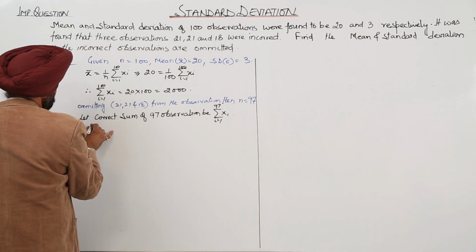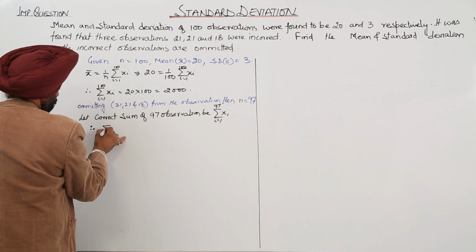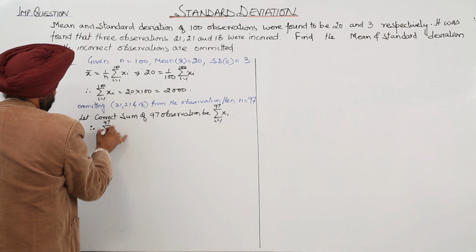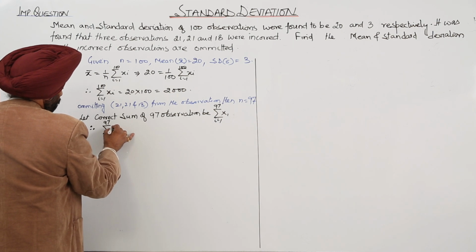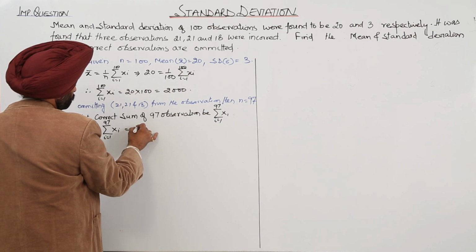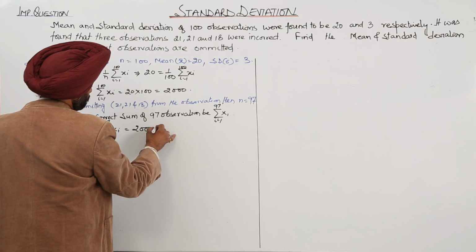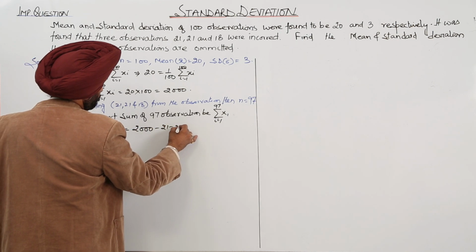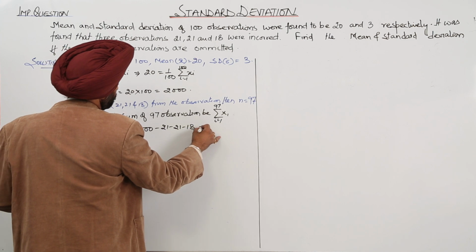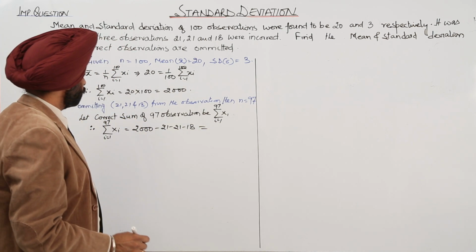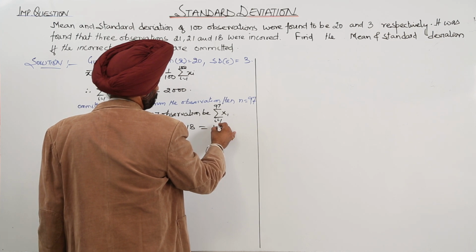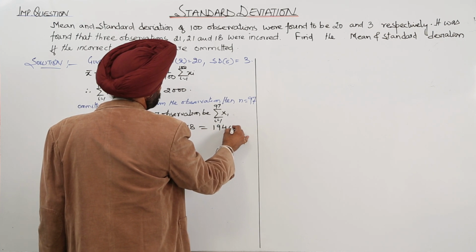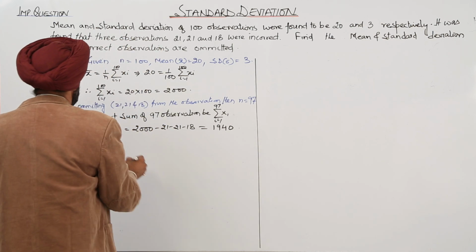Now therefore, the sum of the 97 observations is equal to 2000 minus 21, minus 21, minus 18. So what are we left with? We are left with 1940.